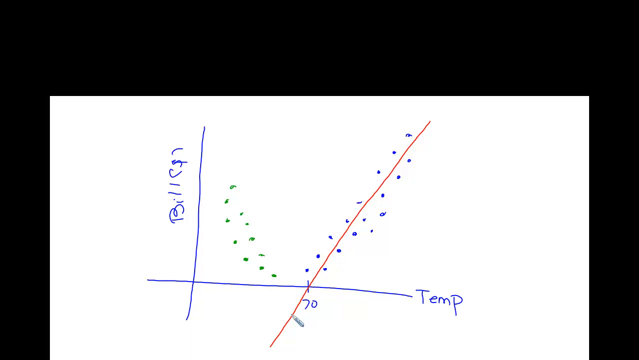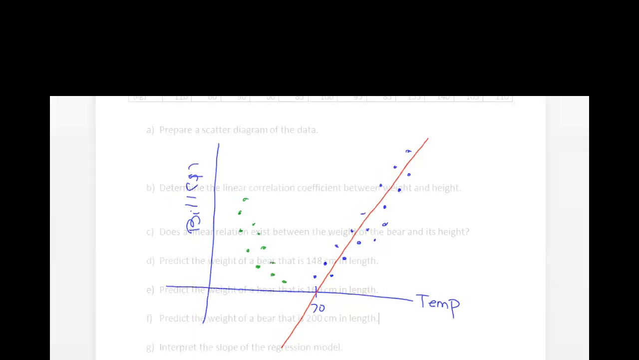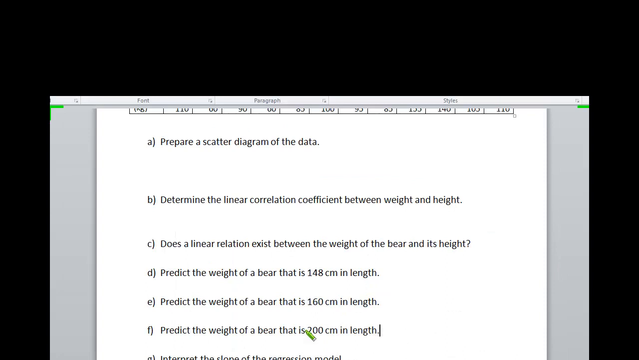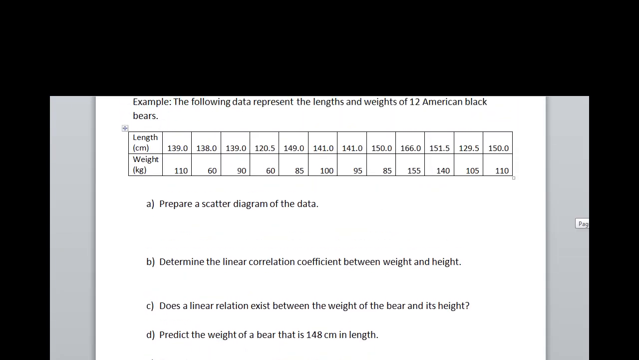So when you see a question asking about making a prediction, make sure the first thing you do is look at the number to see if it falls reasonably within the range of observed values. And again, for this one, our observed values go from about 120 to 166. And so 200 is too far outside of the range of those observed values to make a prediction.